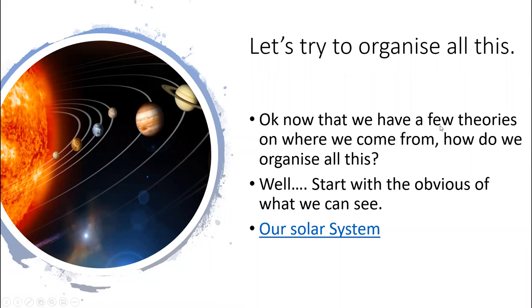So let's organize all this. Okay, now that we have a few theories on where we come from, like the universe, how do we organize all this, right? Well, let's start with the obvious of what we can see, our solar system. That's another very nice little video here about our solar system. Again, you should know this. I think it starts something like grade 4 or 5, where we talk about the solar system. So we've talked about that multiple times.